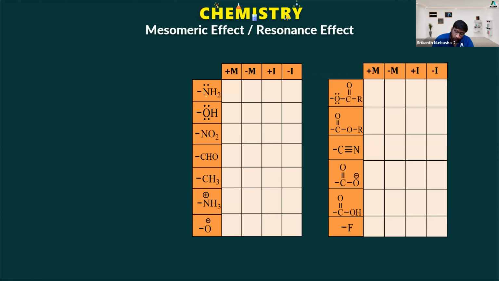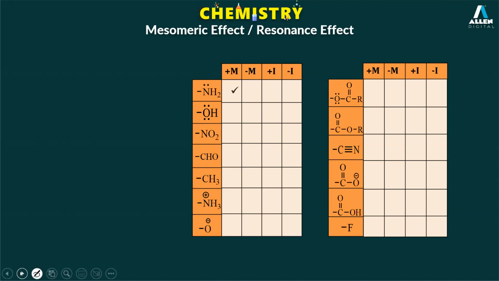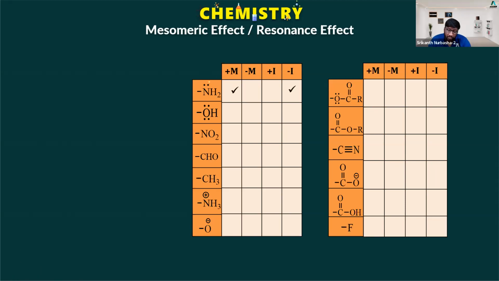Let us look at different groups. NH2 will show what type of effects? Plus M and minus I. Plus M because it has a lone pair of electrons, and minus I because it directly withdraws the electron density, since nitrogen is more electronegative when compared to carbon. OH will also have the same effect or not? Yes, plus M and minus I. NO2 will have what effects?